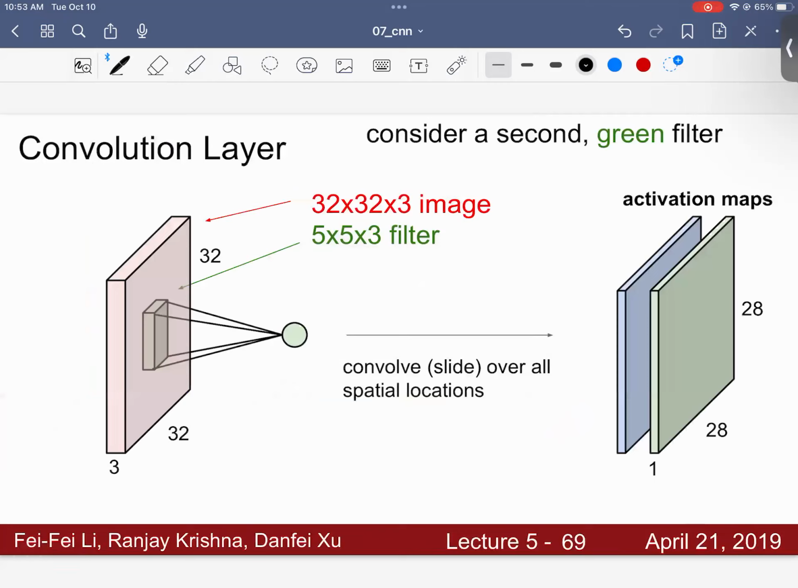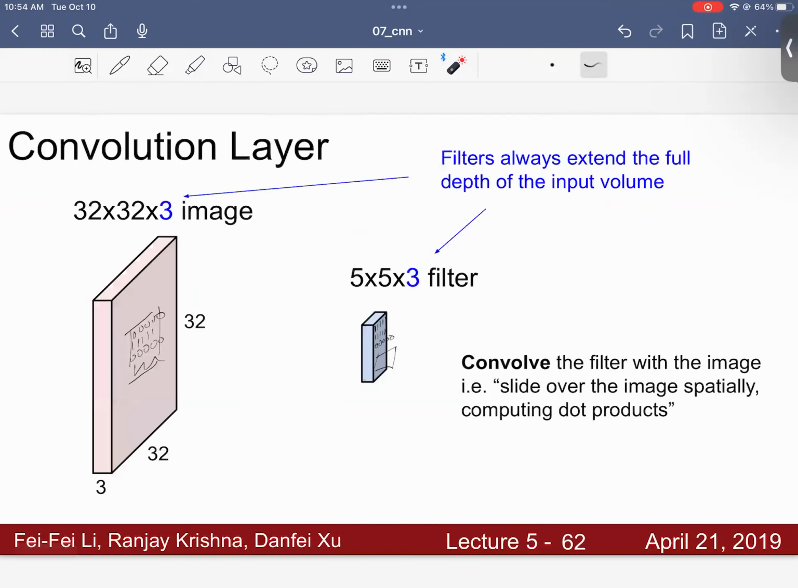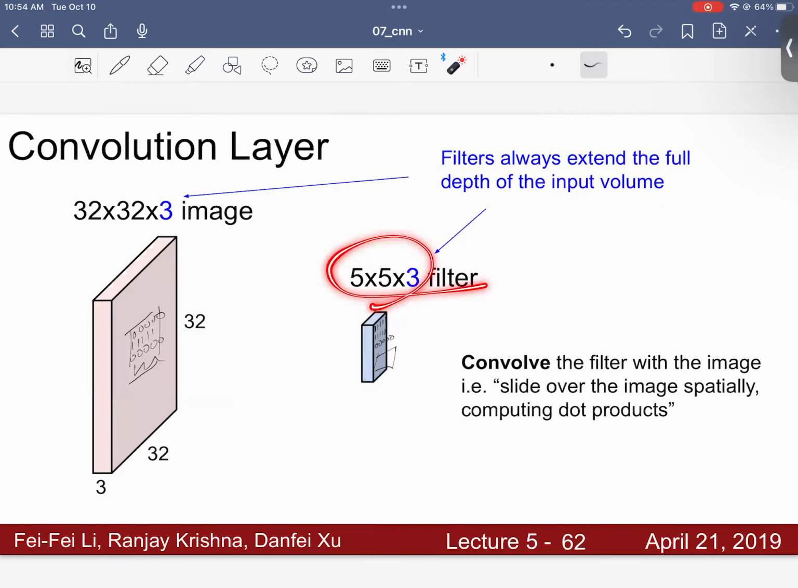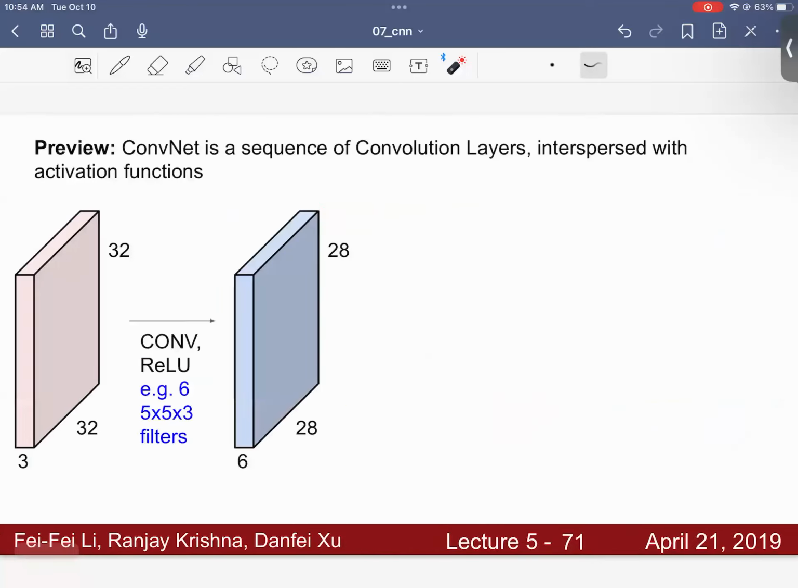I guess the values inside the filters are all learnable parameters. I forgot to say that right here. The values here, the 5 by 5 by 3, is exactly the number of learnable parameters. This is what we are learning. These values, like 5 by 5, which is 75. So we're learning 75 parameters, which is exactly this filter's values, through backpropagation. So I forgot to mention that.